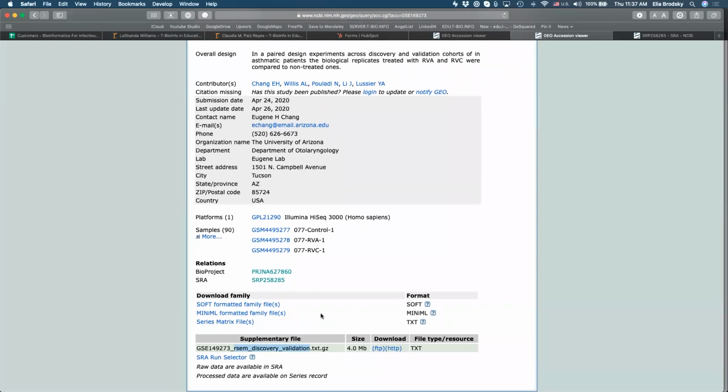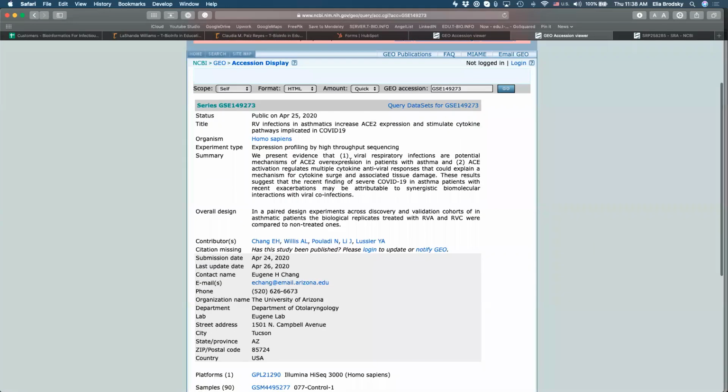So this data set is probably going to be useful for us to, you know, ask, yes, housekeeping gene. What is a housekeeping gene? Housekeeping gene is a gene that we know what its expression should be. So if they report here ACE2 overexpression, we should probably look for ACE2, right? If they report cytokine surge and, you know, tissue damage, so we can look for pathways related to cytokines. Again, the JAK2, you know, STAT1, interferon pathways that are probably going to be impacted, right, between the different viruses being present, RVA and RVC.